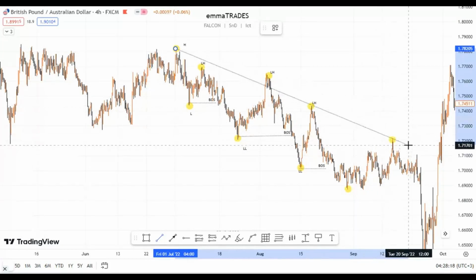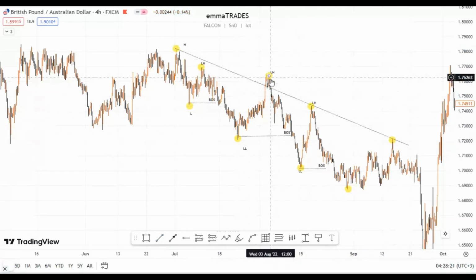You can see this price actually tries to respect it, though it faked out of it here a bit.